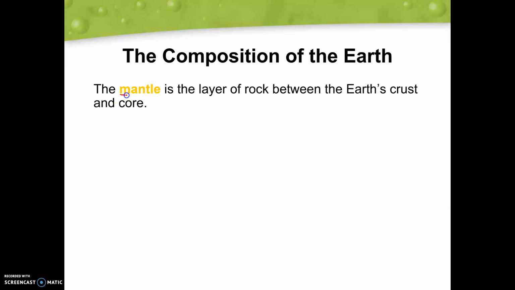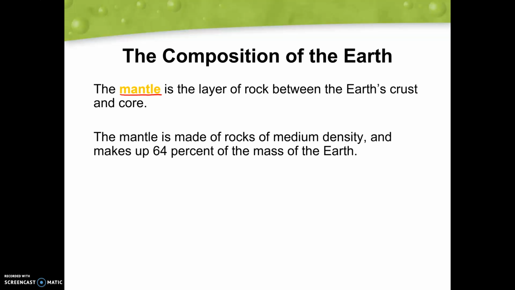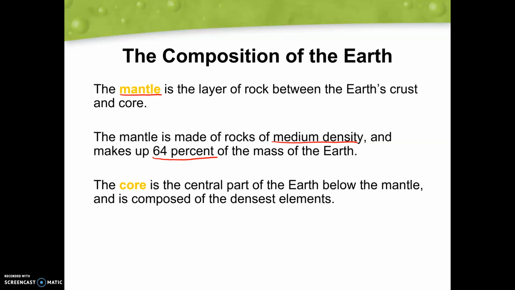Our mantle is the next layer. It's a layer of rock between Earth's crust and core. We also see some molten, very, very hot things between. It's made up of rocks that have a medium density, and it makes up about 64% of the Earth's mass. So it's a very thick layer, as you can see. And then our last part here is our core. Our core is the central part of the Earth, below the mantle, right in the center, and it has the densest elements found there.